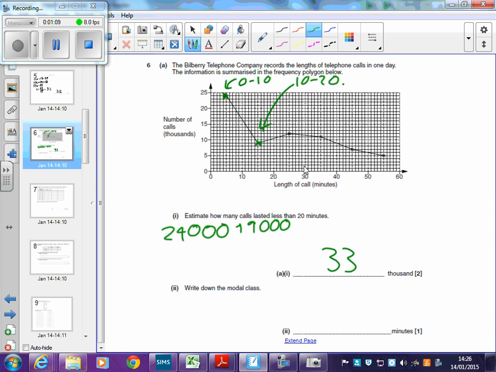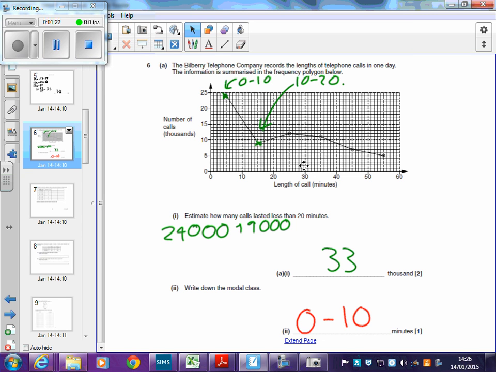Okay, modal class. The modal class is the one that occurs the most times. You can tell which one it is because it is the highest one on here. So it is this 0 to 10, so you'd have to write 0 to 10 minutes. Note if you put 5 minutes, that isn't right, because that dot is representing all of the ones between 0 and 10, not 5.